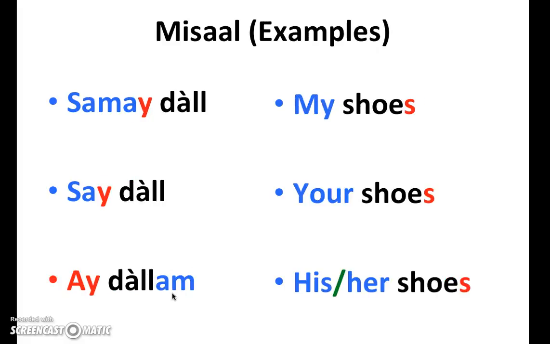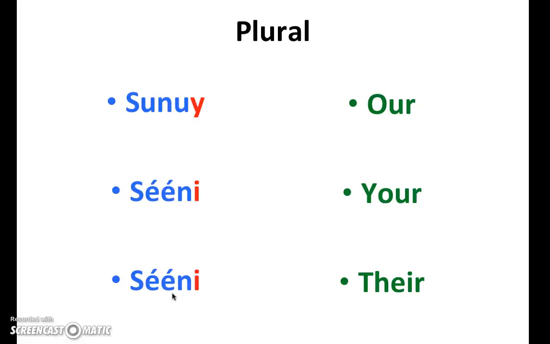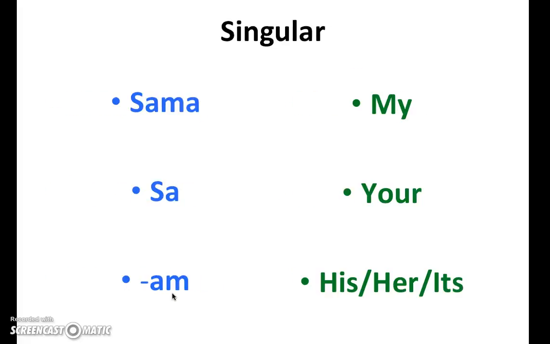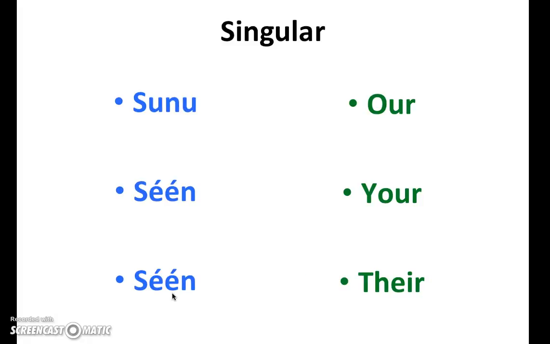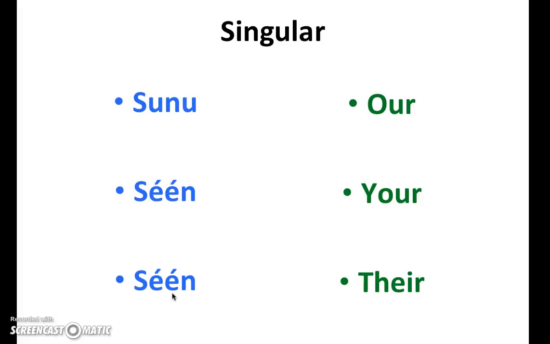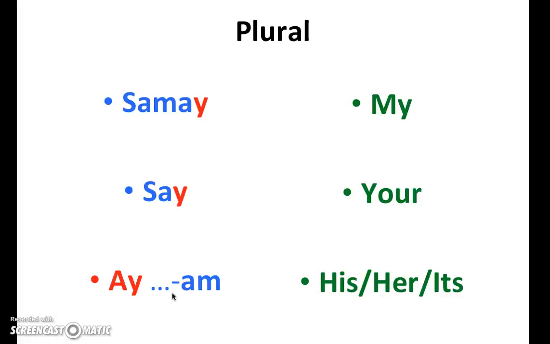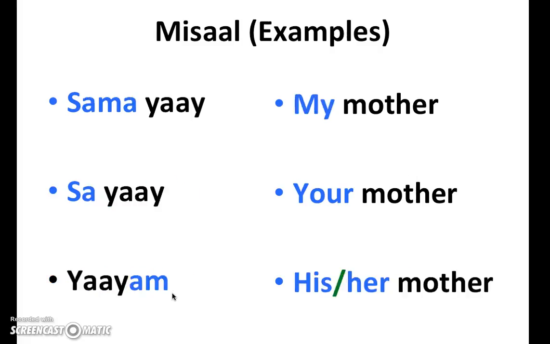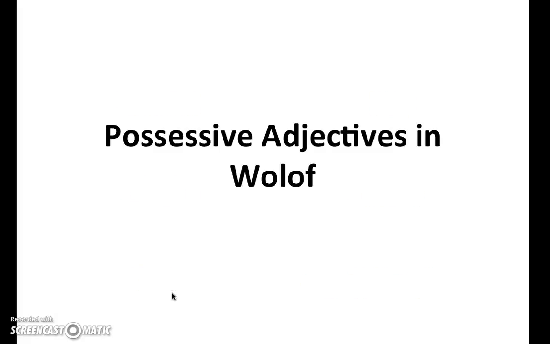Again, to recapitulate very quickly: in the singular form, you have sama, sa, am, sunu, sen, sen. And in the plural form, you have samai, sai, ai, the noun plus am, sunui, seni, seni. Thank you very much and see you next time.